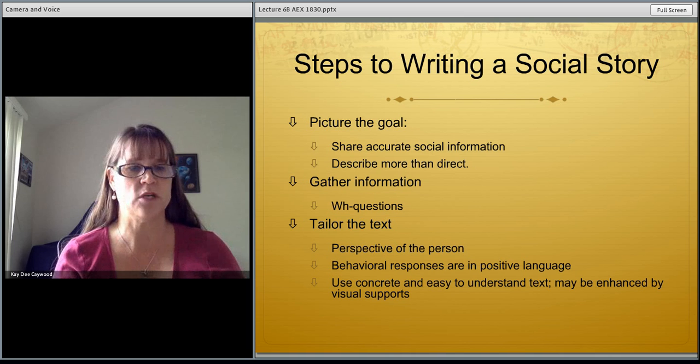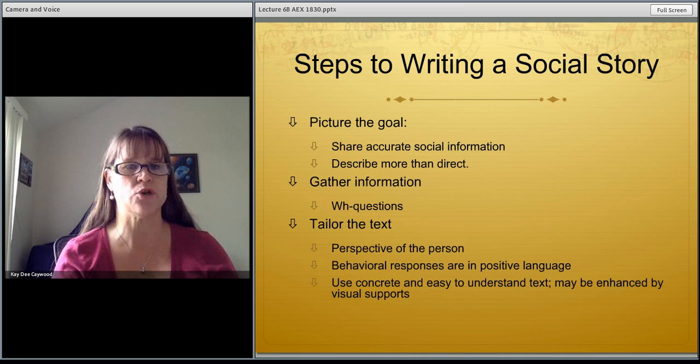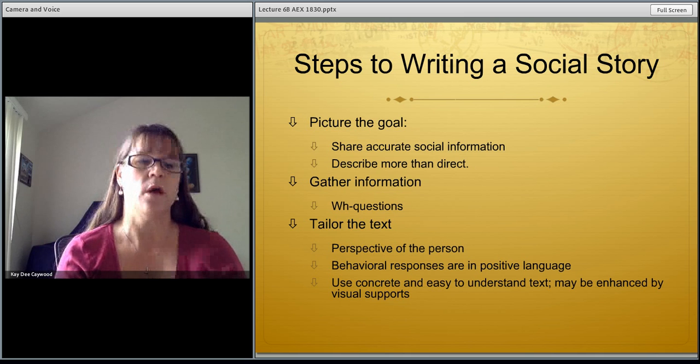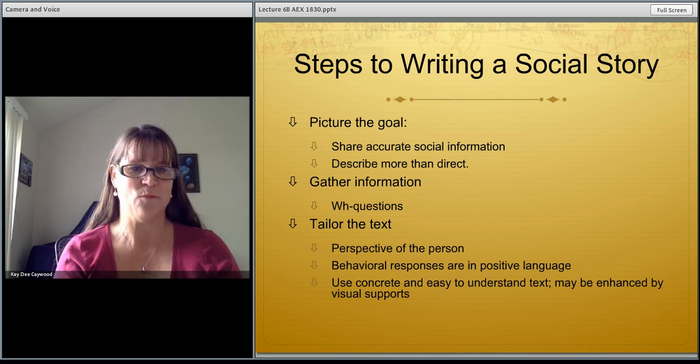There are some steps to writing a social story. First, you want to picture the goal. You want to share accurate social information and you want to describe more than direct. So, what is the issue here? What's the goal? Having a child, for example, share toys with friends.